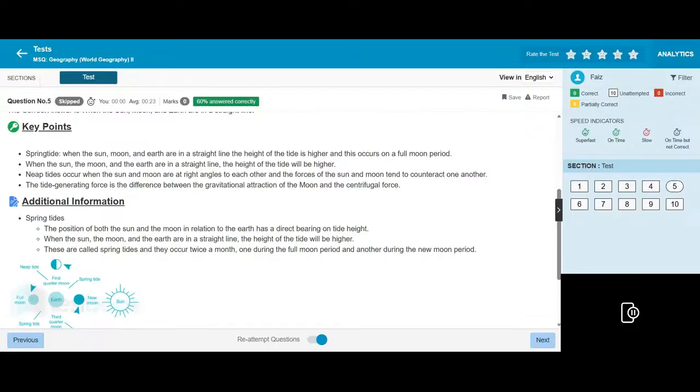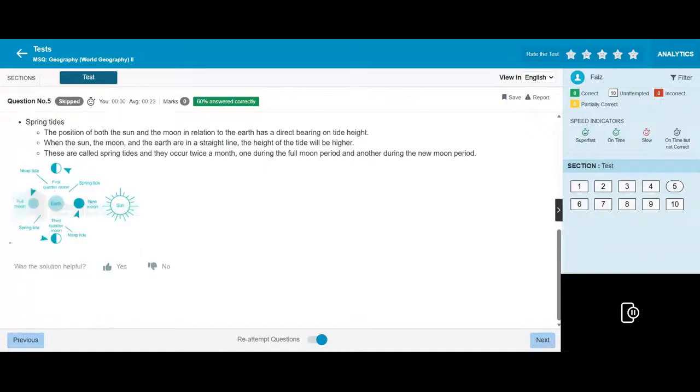The tide generating force is the difference between the gravitational attraction of the moon and the centrifugal force. For spring tides, the position of both the sun and moon in relation to the earth has a direct bearing on tide heights. When the sun, moon, and earth are in a straight line, the height of the tide will be higher. These are called spring tides, and they occur twice a month, once during the full moon period and another during the new moon period.